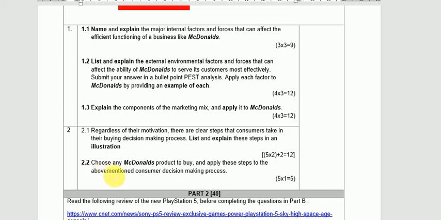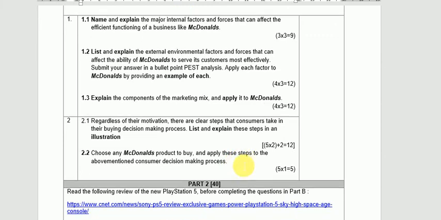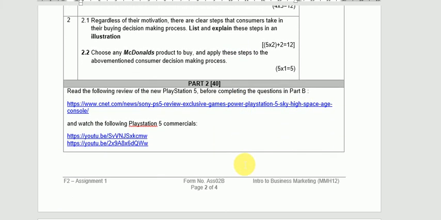Question 2.2 is also related to chapter 3. Choose any McDonald's product that you're interested in, and then go through these 5 steps of identifying the problem, gathering information about your alternatives, evaluating the alternatives, making the purchase, and your post-purchase evaluation. Those basically are the 5 steps. We'll do that in chapter 3. You need to apply those to a specific McDonald's product that you have chosen. Simple as that. 50 marks gone.